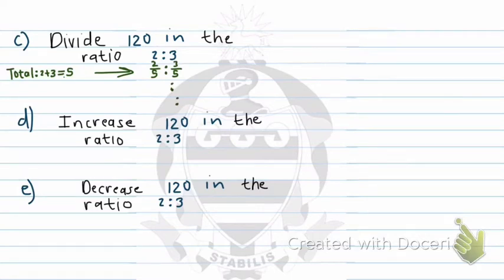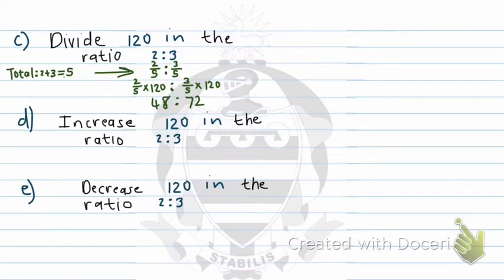Now we have to work out what is 2/5 of 120. 2/5 of means I should multiply by 120, and that you can work out with your calculator gives you an answer of 48. The other one got 3/5 of 120. So 3/5 of means multiply by 120, and that you can work out with your calculator gives me an answer of 72. So there you divided 120 in the ratio 2:3.